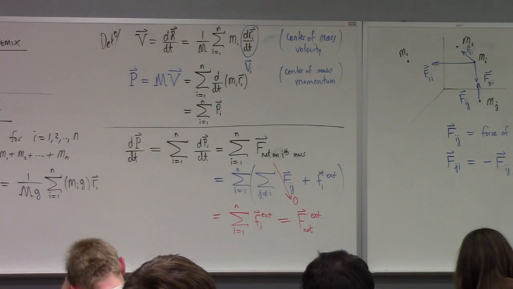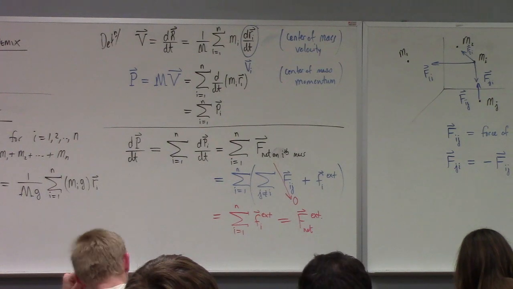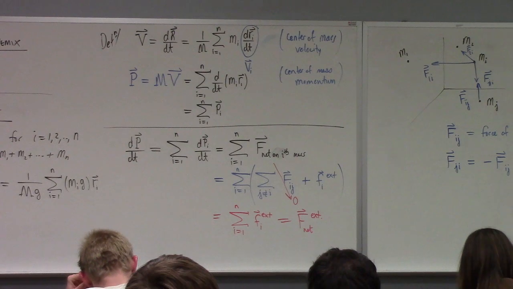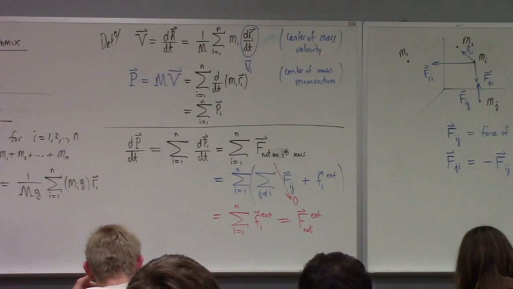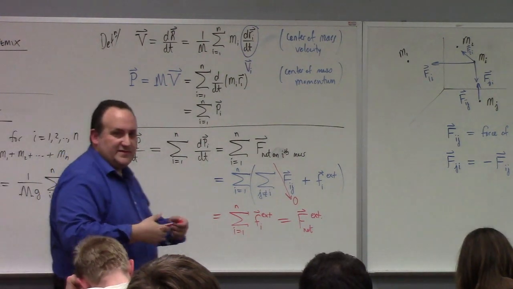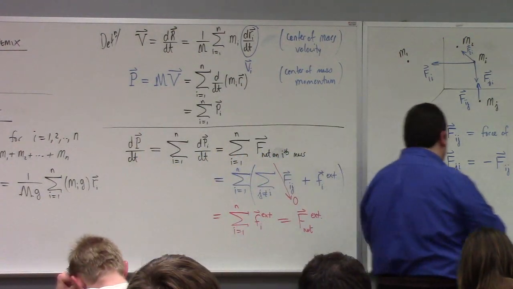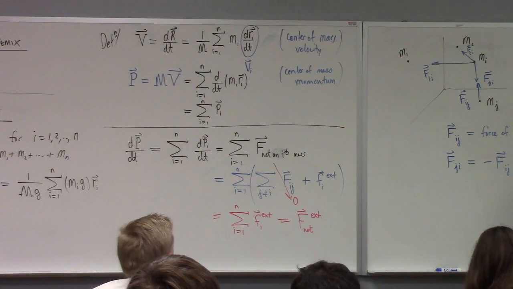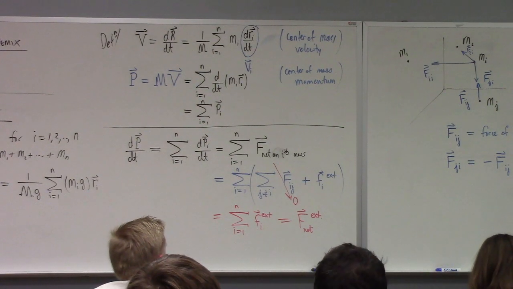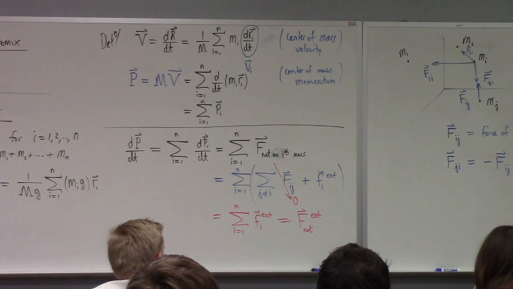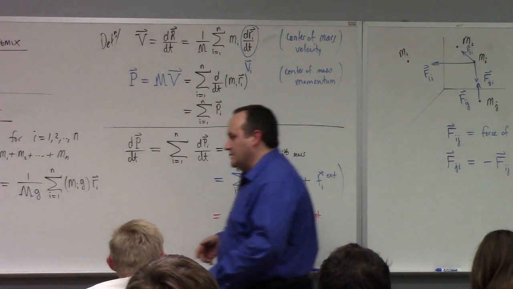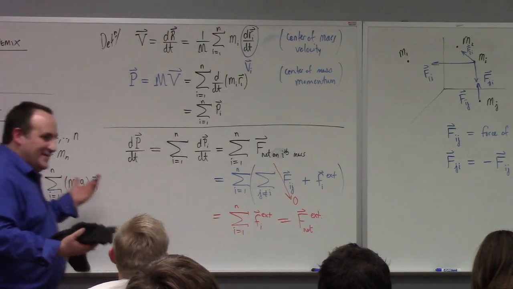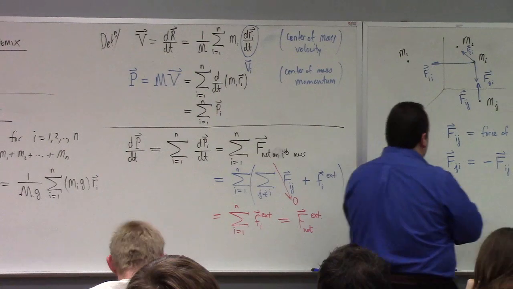So the net rate of change of the momentum for a system of n particles is simply equal to the net force on the system. So what happens if the net force on the system is 0? What happens if F, the external force, is 0? The net external force is 0. What do you get? You get 0. That gives us what?